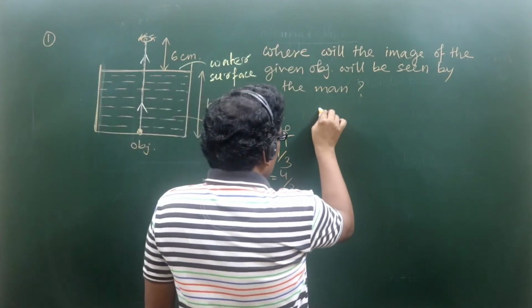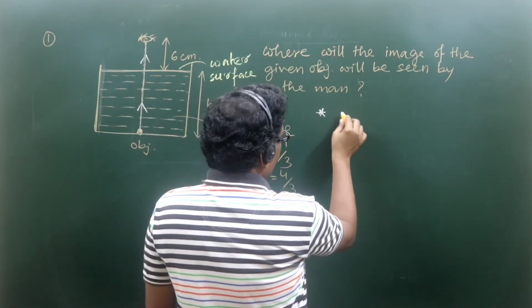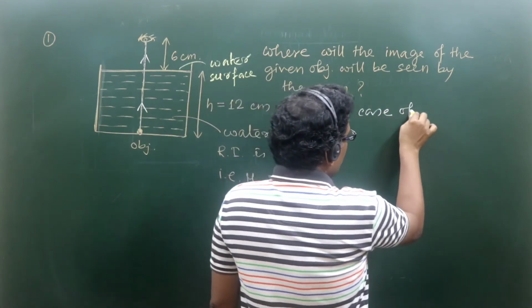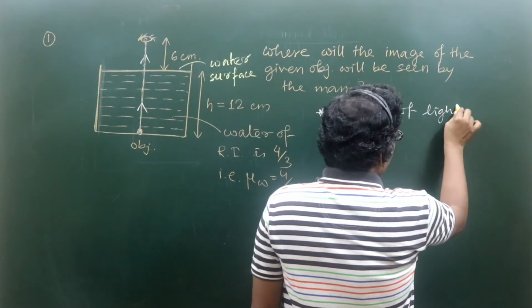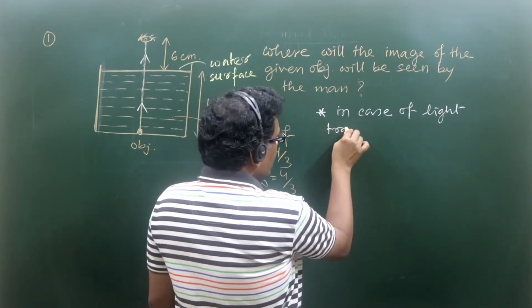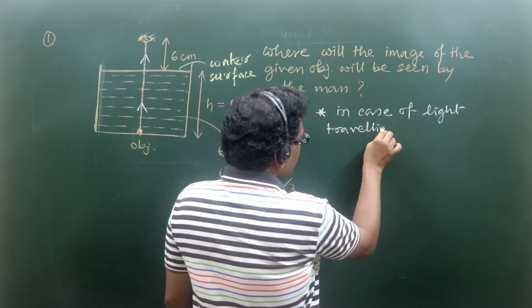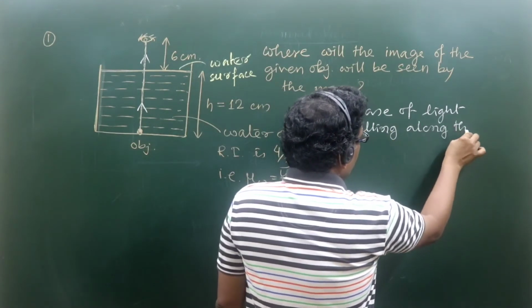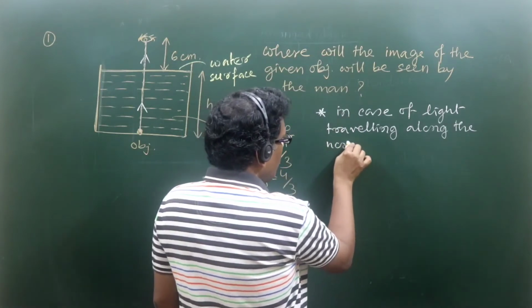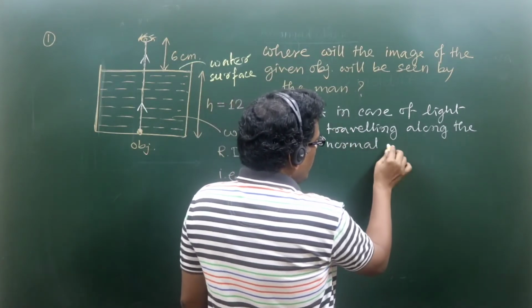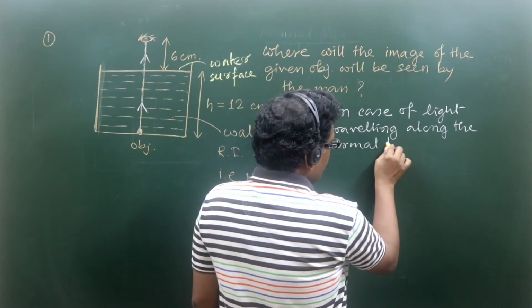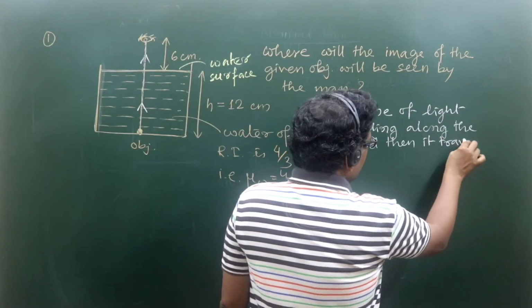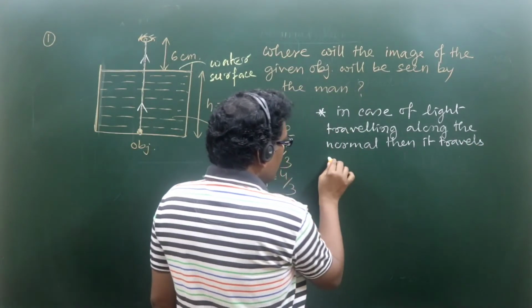Why? Because we have discussed this theoretical point that in case of light traveling along the normal, it travels undeviated.